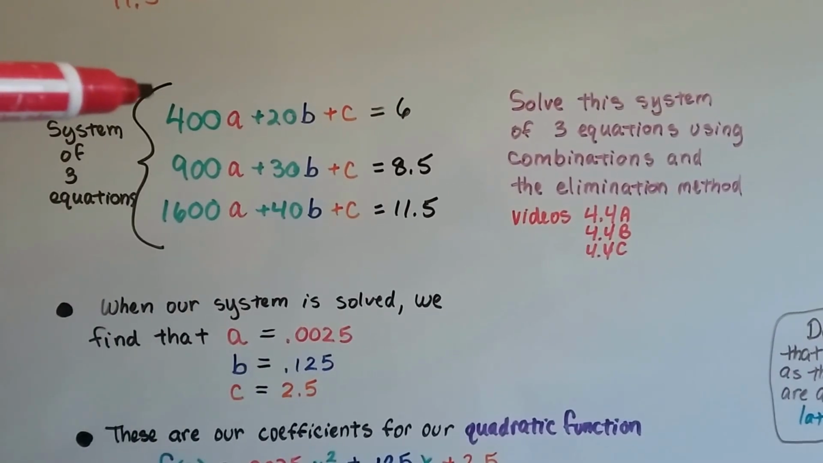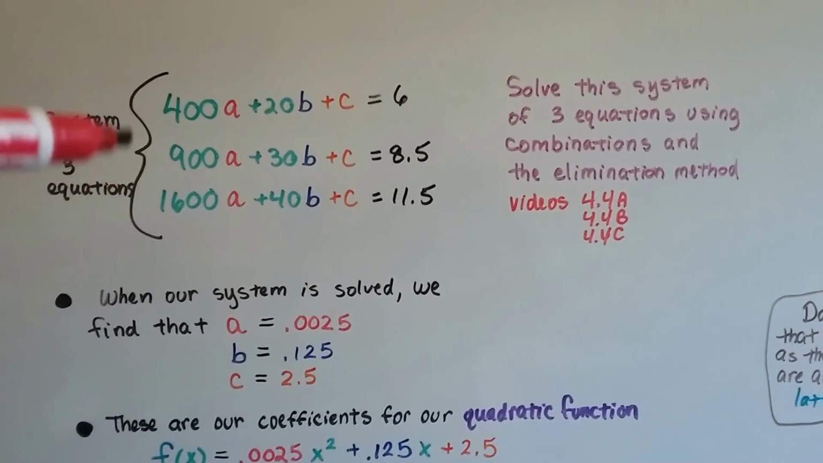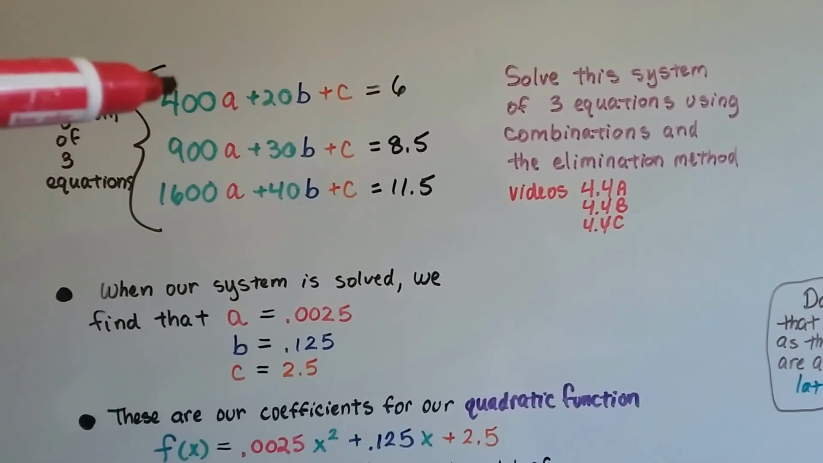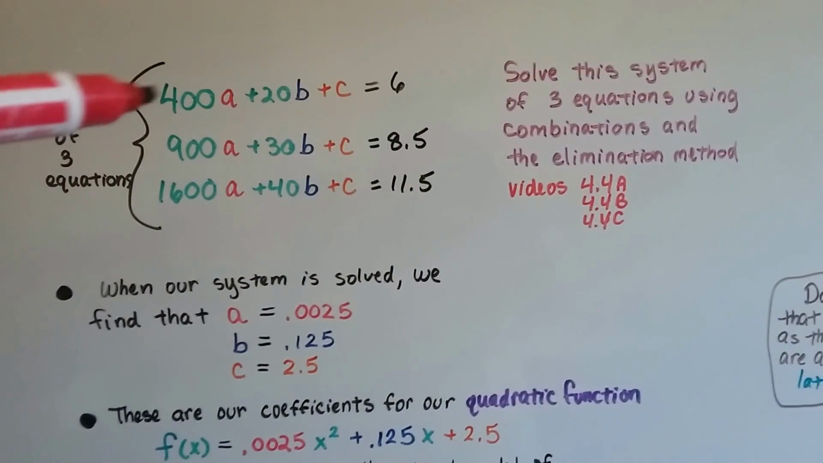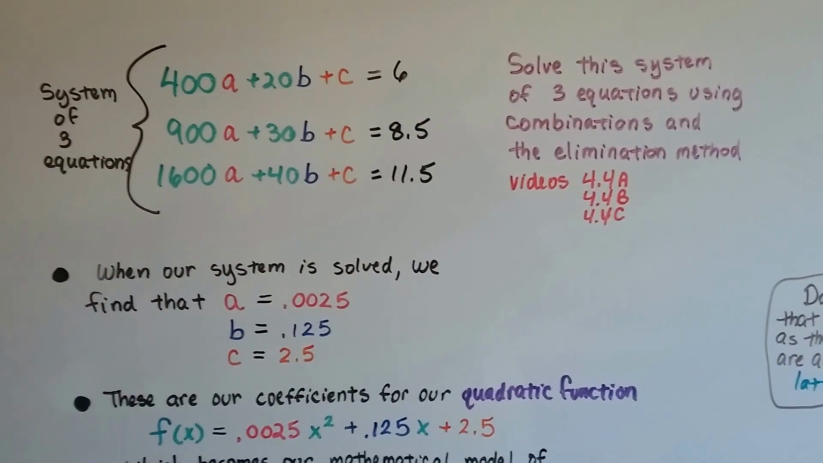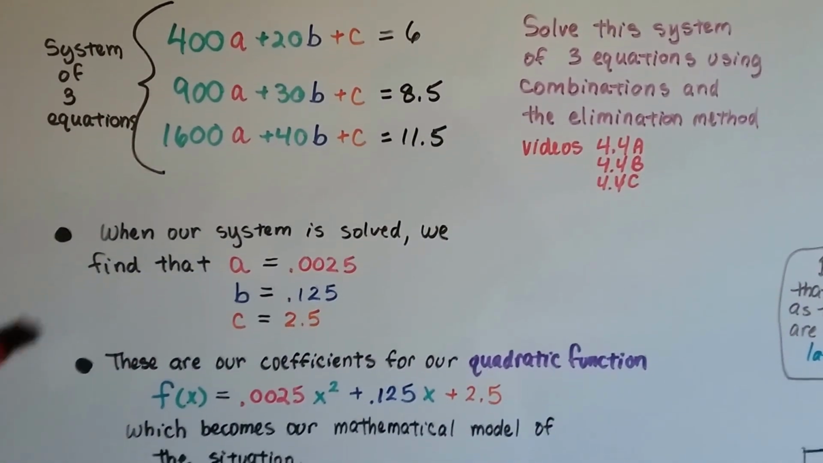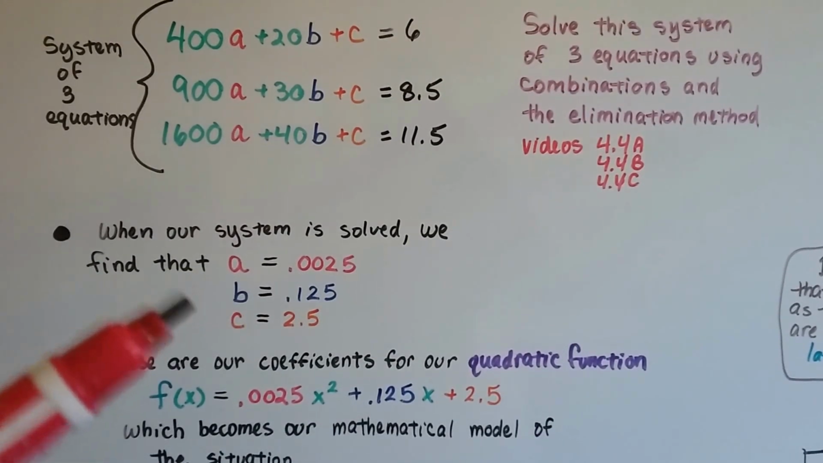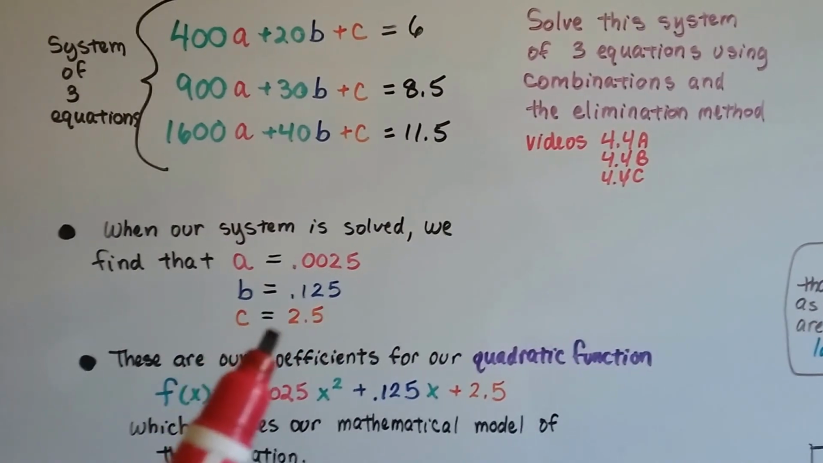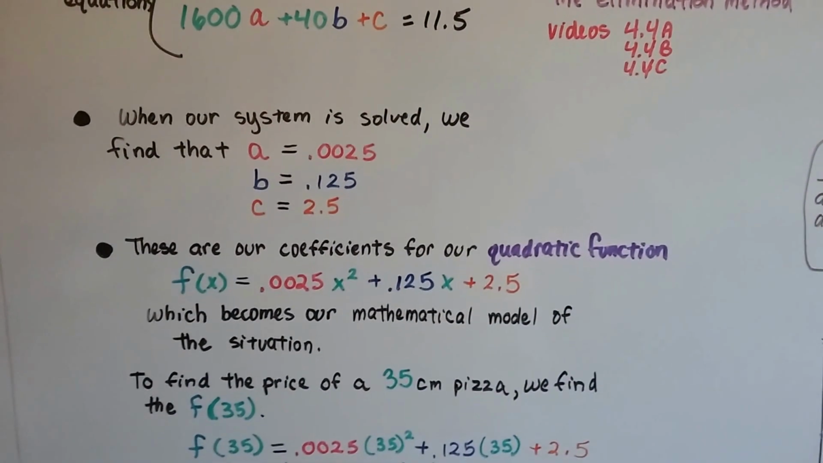What you're going to do is take this first equation and this second equation, and we can multiply this first one by a -4, so that we create a 0 pair with a -1600, positive 1600 with this first and third equation. And you slowly do that back and forth, and it takes a lot of paper, okay? So when our system is solved, we find that a equals 0.0025, b equals 0.125, and c equals 2.5. These are going to be our coefficients for our quadratic function.